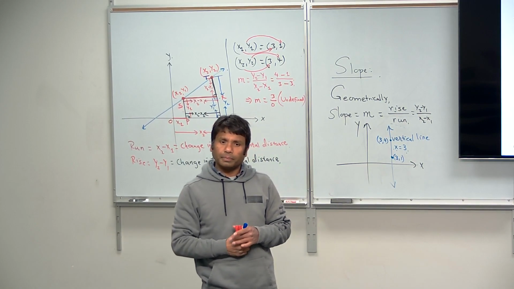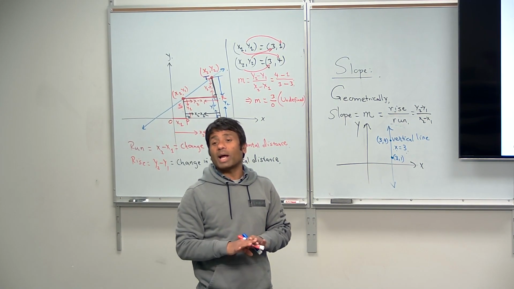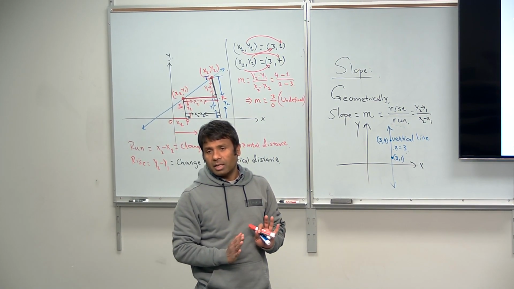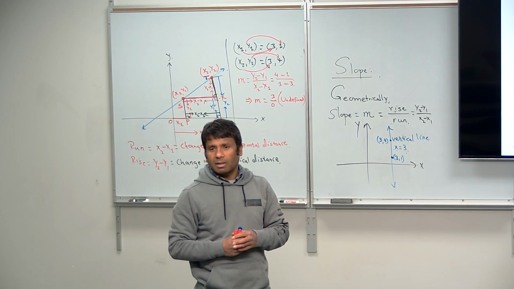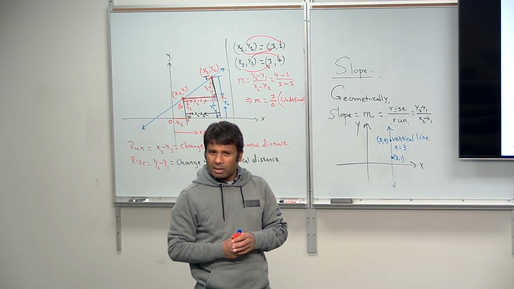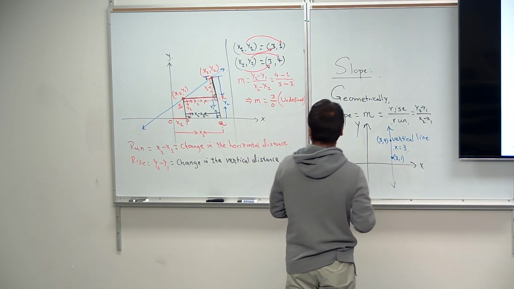So that's why the slope of the vertical line is undefined. Makes sense? There is no change in the horizontal distance. There is only change in the vertical distance. Did you get it? Yeah.